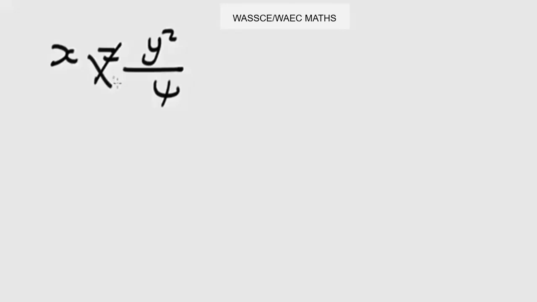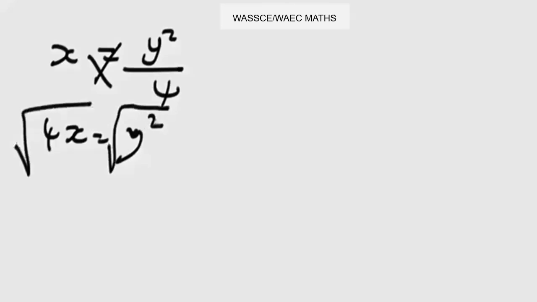Firstly, you can do cross multiplication. So when you do, you're going to have 4x equals y squared. Remember, we want to make y the subject of the formula. So to do that, you take the square root of both sides. Right, so this cancels the square, and we are now left with y equals square root of 4x.